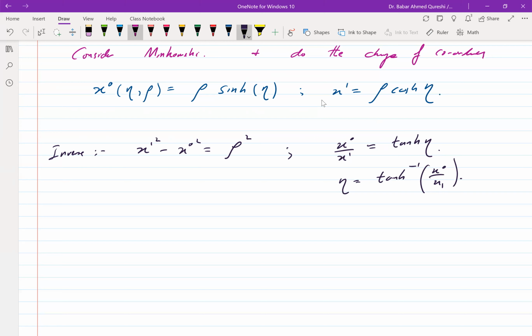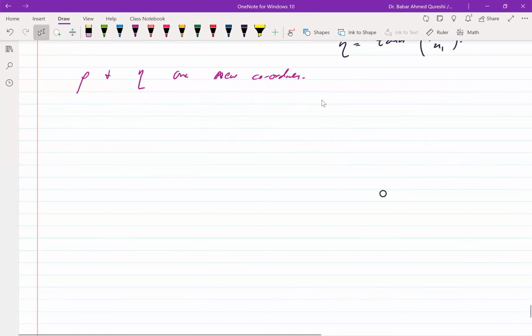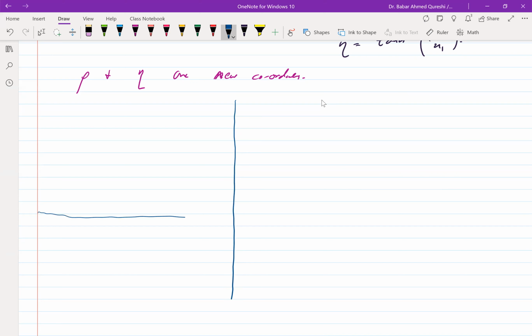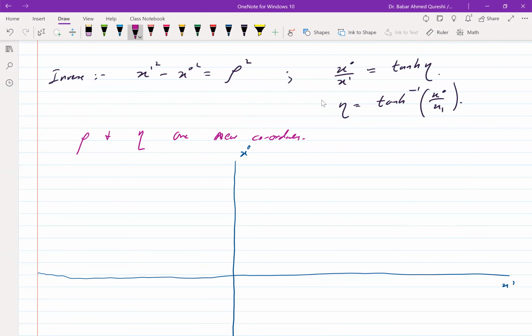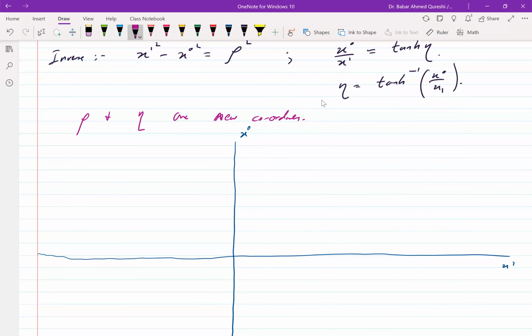So these new coordinates, rho and eta, are new coordinates. So I want to see what are the trajectories of constant rho and constant eta. So if I draw, this is the old one, this is x0, this is x1. Then I find that the constant rho curves are just hyperbolas, because this is the equation of a hyperbola.